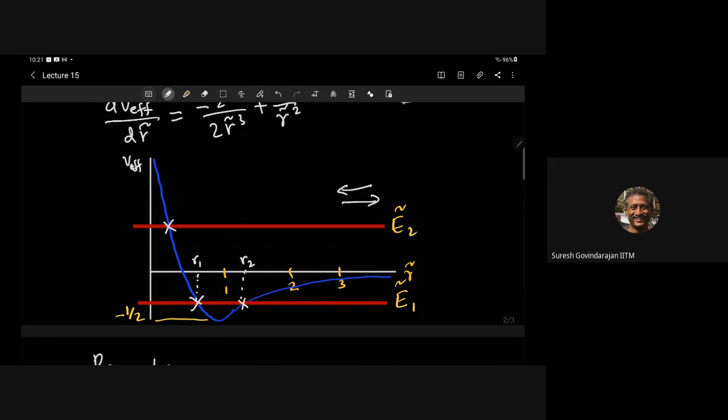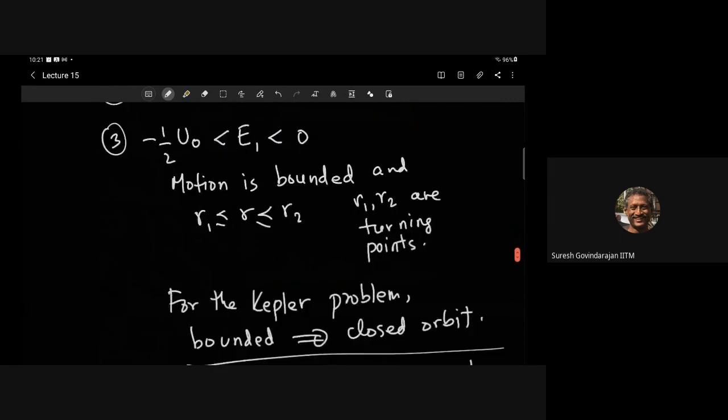In a sense, you will have these turning points R1 and R2. So it will be bounded in R1 R2 space, but in the phi angle, when you go from R1 to R2 and come back to R1, phi should change by one period, right? If it doesn't happen, it's not closing. Is that clear? Because it's motion in 3D. So this is what is happening.